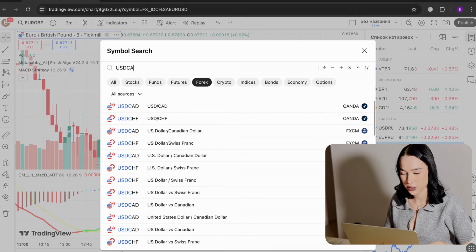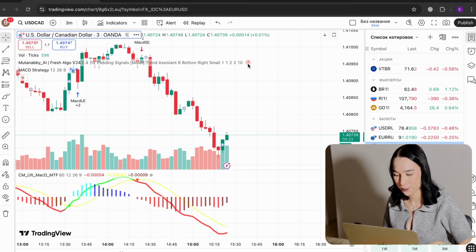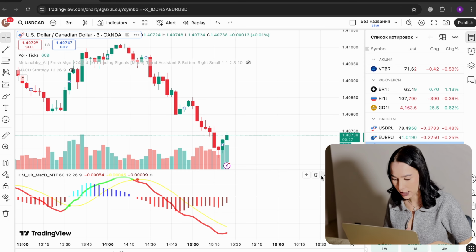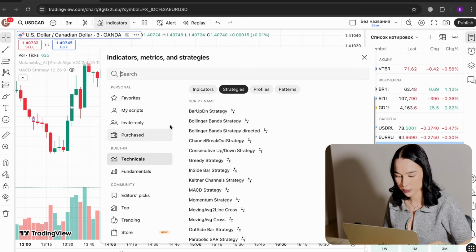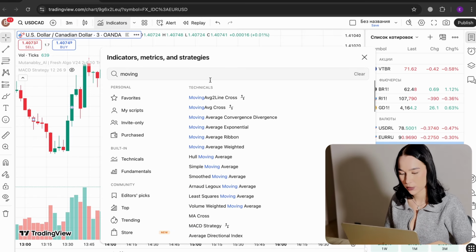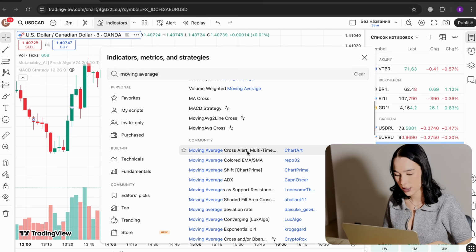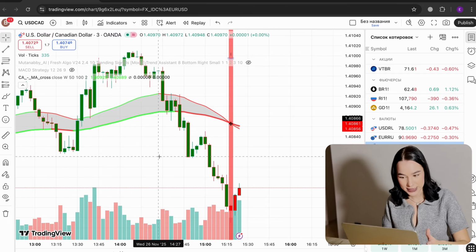So now let's find this currency pair on TradingView. It's US dollar and Canadian dollar. Yeah, this indicator is still not available. And MACD is not deleting somehow. Okay, I'm gonna delete it here. And I'm gonna show you something else. We go to the indicators again, and we type moving average. Okay, and now we need this indicator, moving average cross alert. And here, as we can see, we have everything.